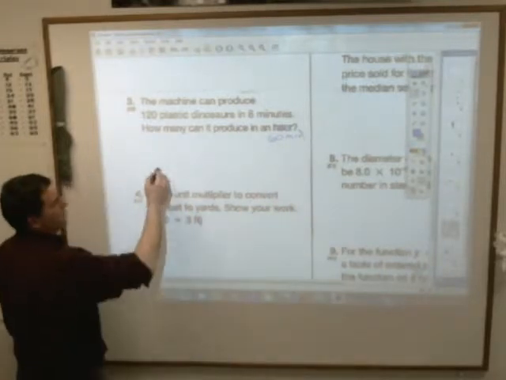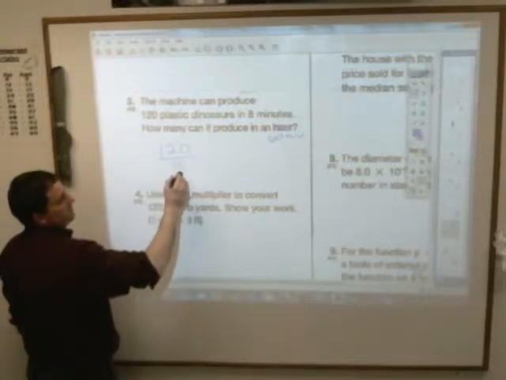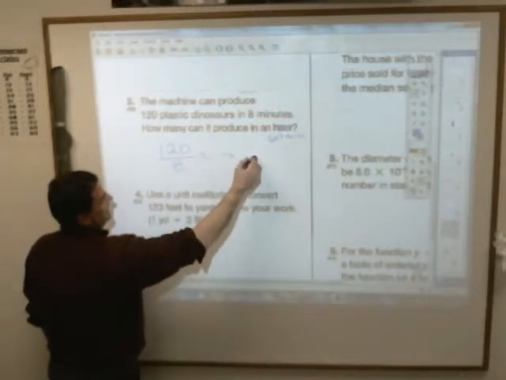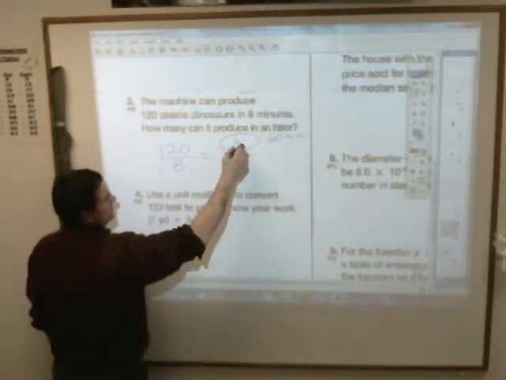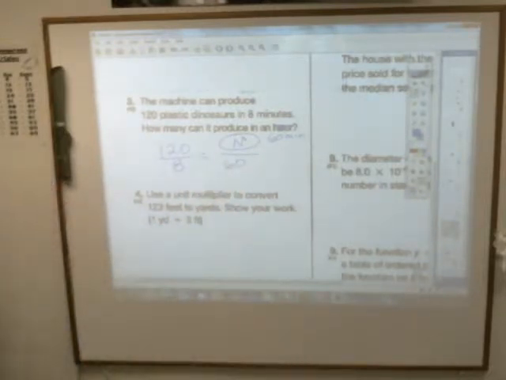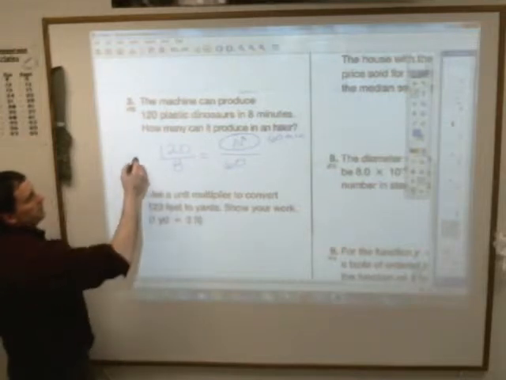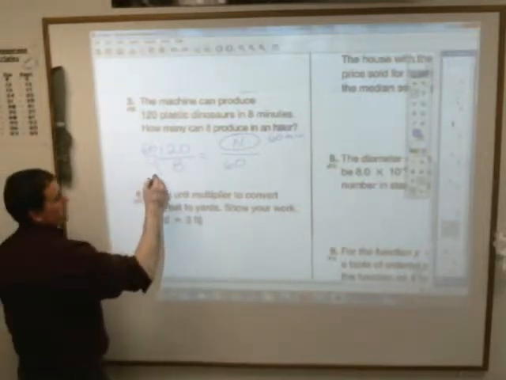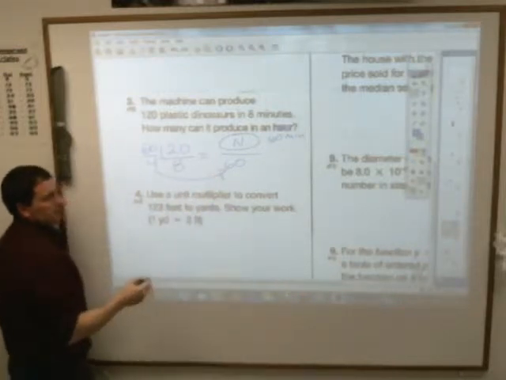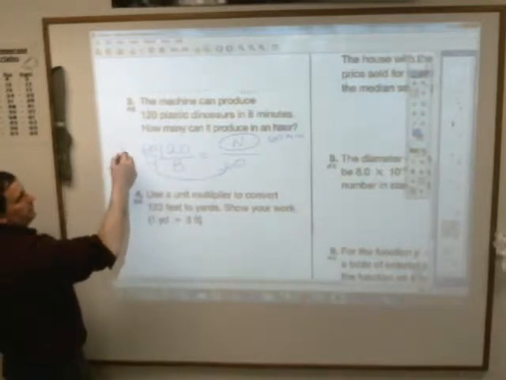So it's just an equal ratio. It can make 120 in 8 minutes, so that means it could make how many in 60 minutes? If you can't figure that out, does 120 over 8 reduce? Yes. Then cut them both in half, that's 60 over 4. Does 4 times something give you 60? Times 15. You could cut them in half again, by the way. How about 30 over 2?